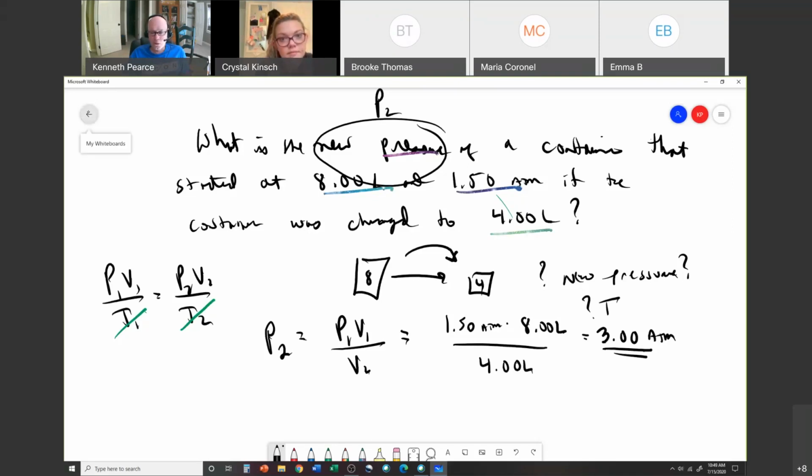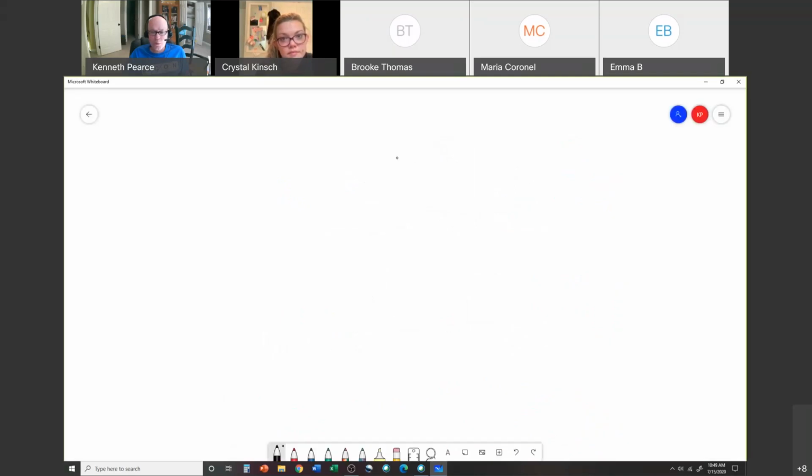All right. So we should be able to use the combined gas law. Easy peasy, right? You just take it, you cross off whatever it is that you're not using, you plug and chug. You just go from there.